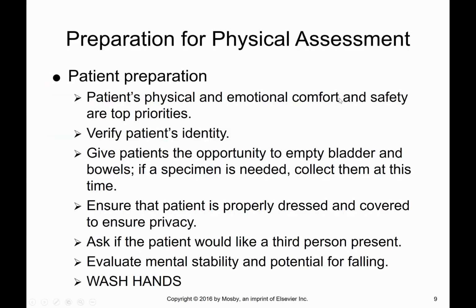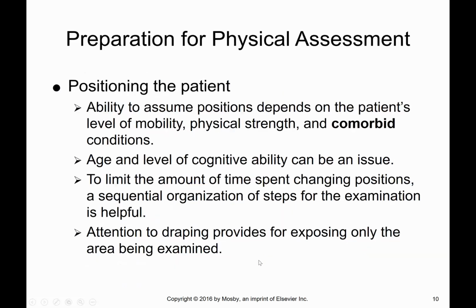So we talked about preparing our patients, identifying our patients, privacy, making sure the patients are comfortable, and then washing our hands before we touch our patient.